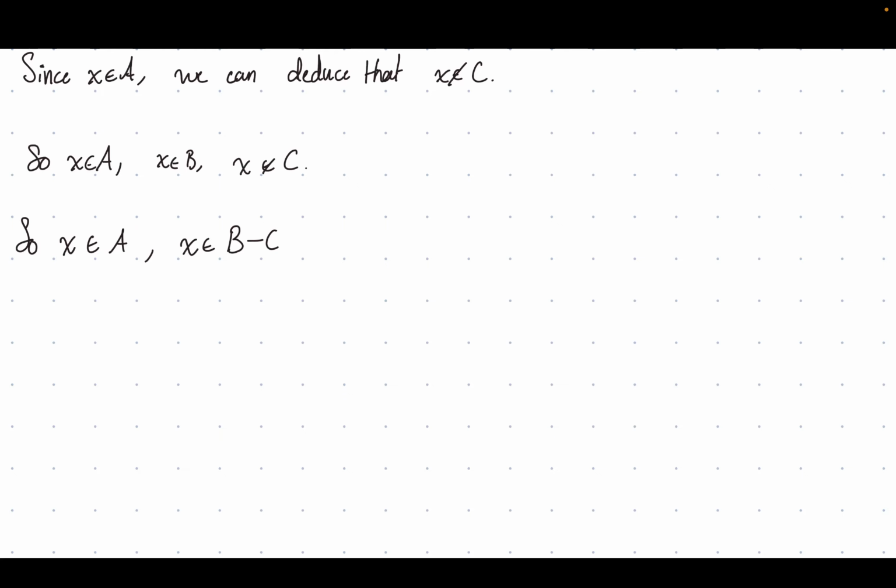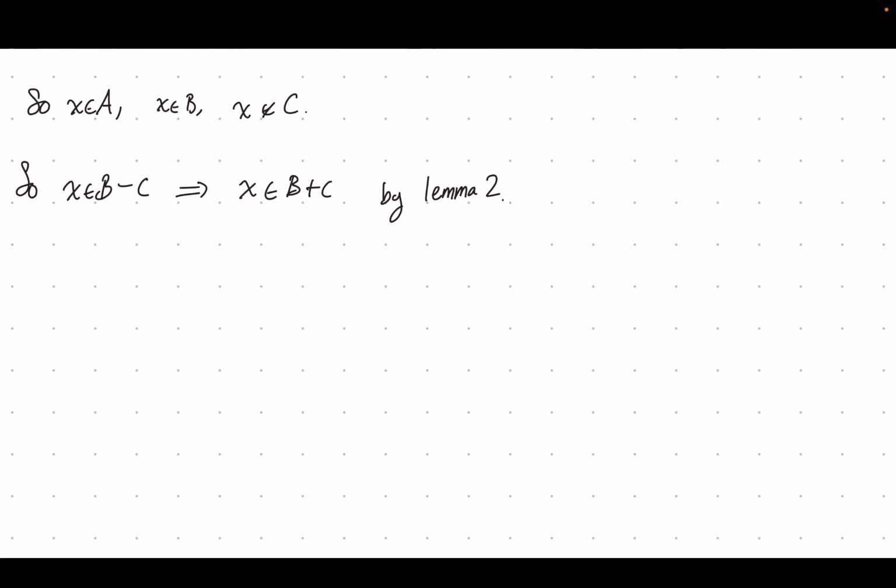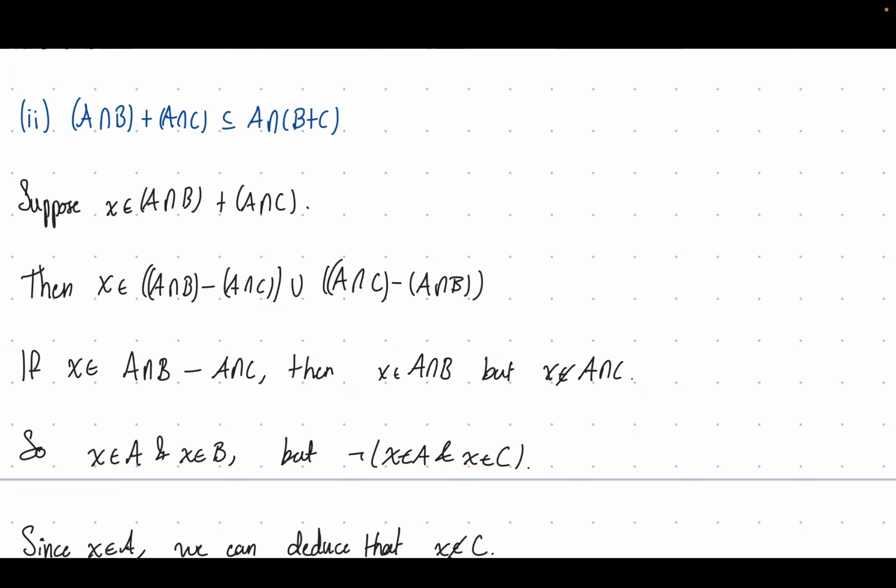or rather, let's just make one point at a time. So X is in B minus C, which implies that X is in B plus C by lemma 2. So X is in A and X is in B plus C. Thus, X is in A intersect B plus C. There we go.